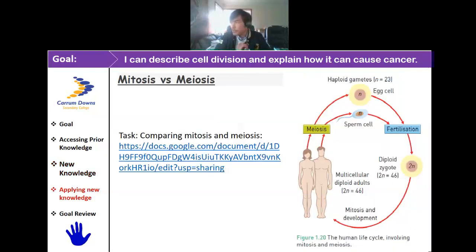But right now, what I would like us to do is we're going to do this together. We're going to compare mitosis and meiosis based on the few dot points that we saw before. And also, I just want to bring your attention to the fact that we need both meiosis and mitosis in order to survive as a human race, as a human population.